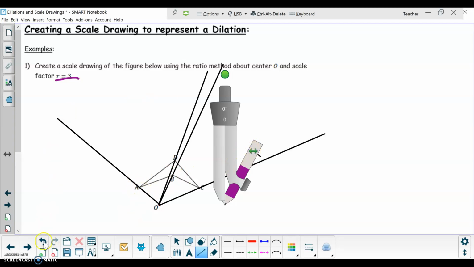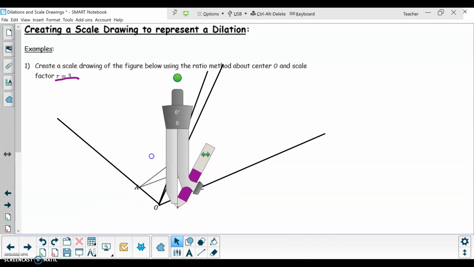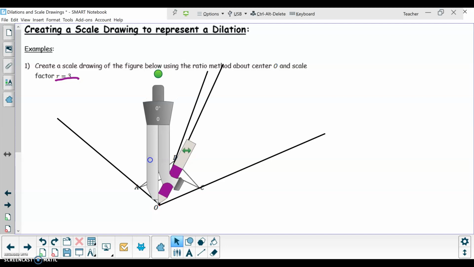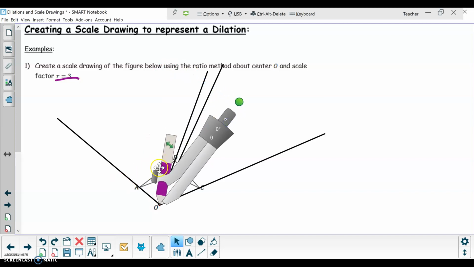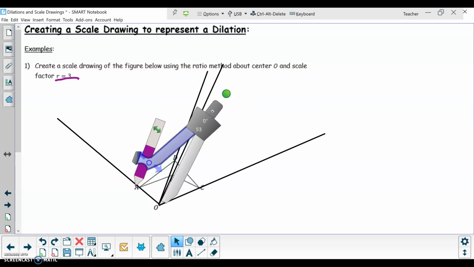Okay, so now we're going to take our compass, and I'm going to dilate point A first. And again, our scale factor is 3. So we're producing a figure that's 3 times the size of the original. So what I'm going to do is I'm going to put the middle point of my compass at my center of dilation. So middle point at O. And then I'm going to put the pencil at A.